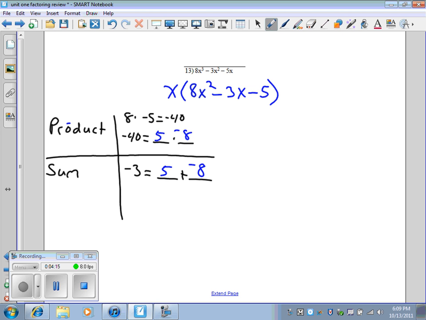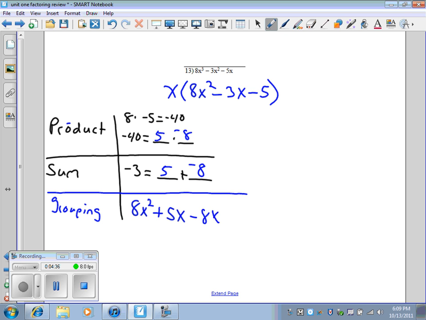Because A is not 1, I have to do this next step, which is grouping. So I'm going to rewrite my equation. It's going to be 8x squared plus 5x minus 8x minus 5. Anything I can factor out, so I'm going to do my grouping here. Not my first term, the first 2 terms and the last 2 terms.